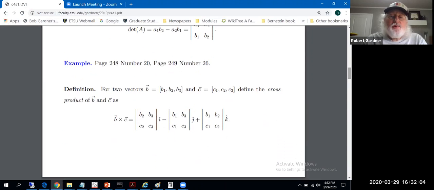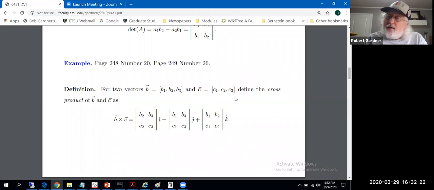And shifting gears a little bit, going into 3 dimensions. Consider 2 vectors, B and C, in R3. So let vector B have components B1, B2, B3. Let vector C have components C1, C2, C3.